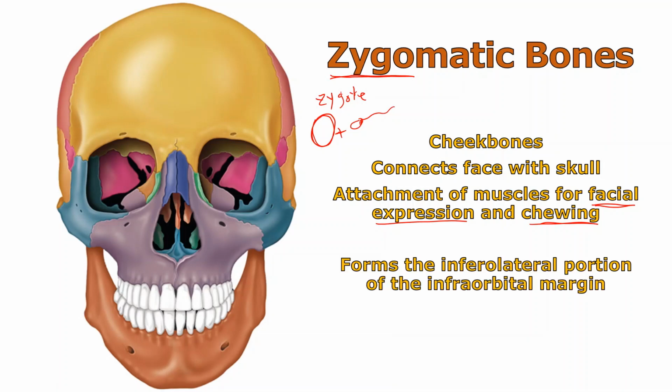So we also say that it forms the inferolateral. Infero, that means what? Down at the bottom and off to the side of the infraorbital, which is the lower part of the orbital margin. So to be more specific here, without all the fancy words, right here is that infraorbital margin, the margin that is on the edge of the orbit.